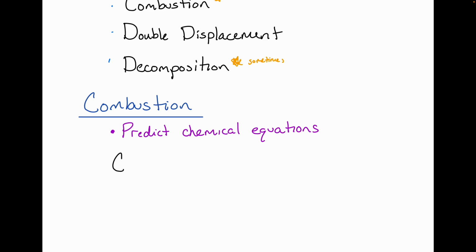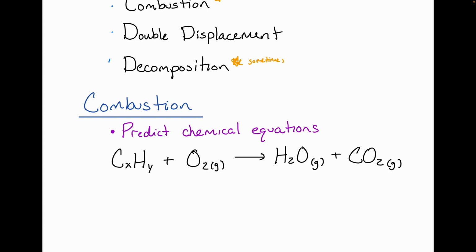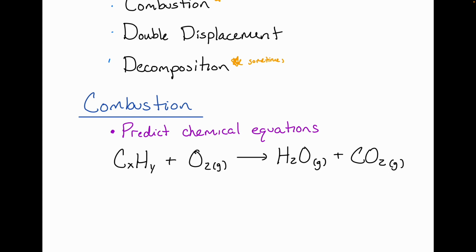You have some hydrocarbon plus what? Not water. What's on the reactant side? Oxygen. And that will give you water vapor specifically, and what other product? CO2. Cool, so this was the first one that we can sort of predict our chemical equations for, our combustion reactions.